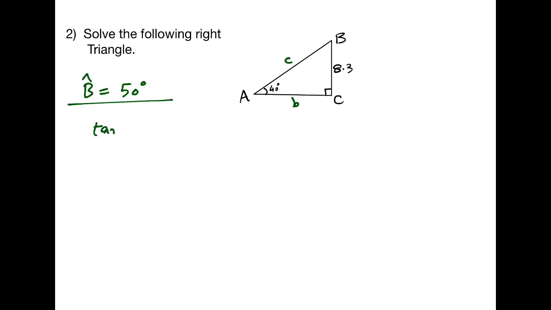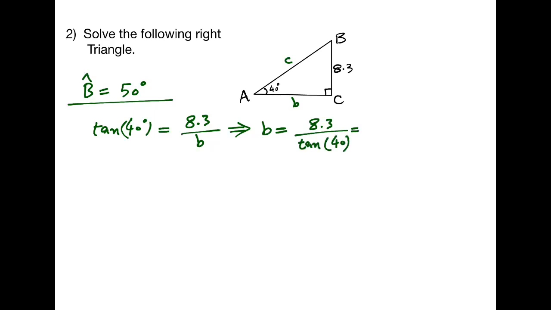So tangent of 40 degrees equals opposite, which is 8.3, divided by B. So side B equals 8.3 divided by tangent of 40. You can use a calculator, and the answer is about 9.9. So that's the value of B.